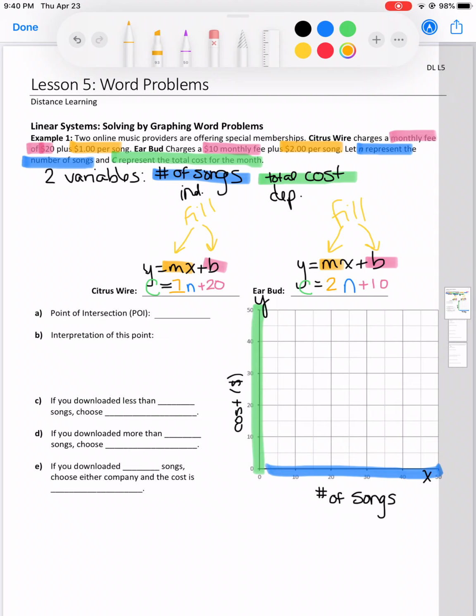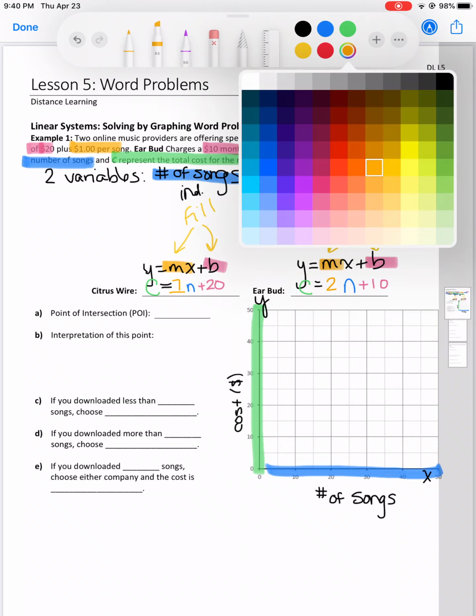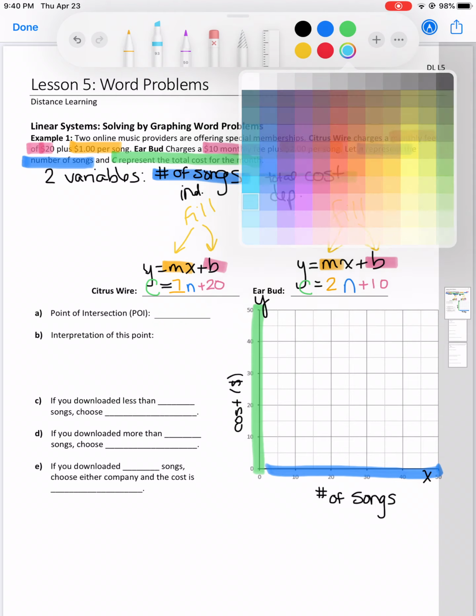Okay? Okay, so we need to find the point of intersection. What does that mean? We need to find where they cross. So, we are going to graph them. Now, I'm going to have to get more colors. I apologize. I'm going to try and just use colors that I haven't used yet. So, this light blue, I'm going to use as my Citrus Wire.